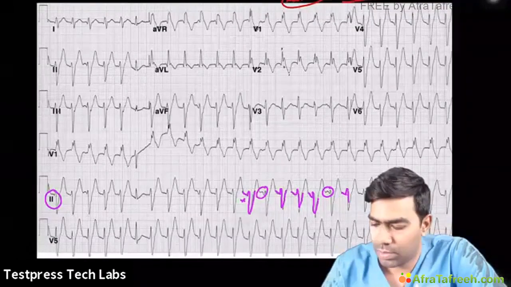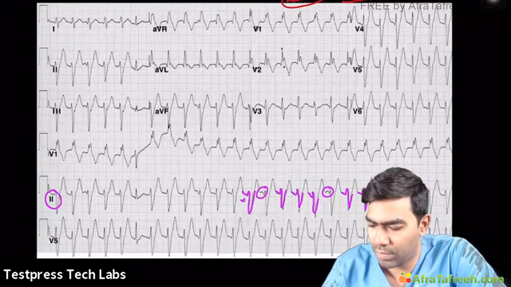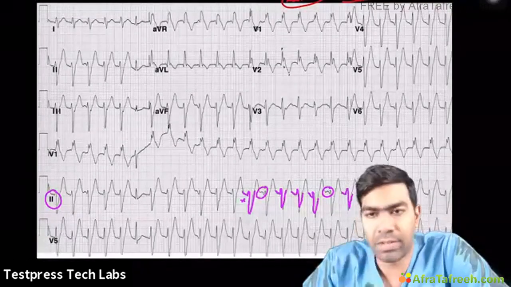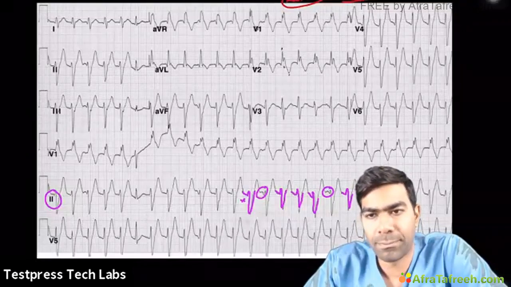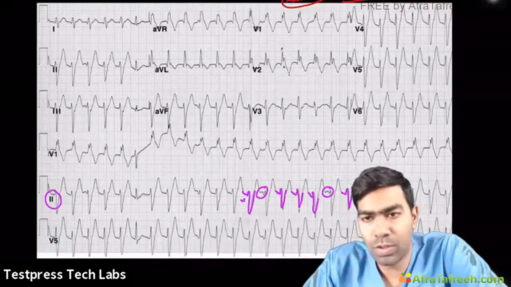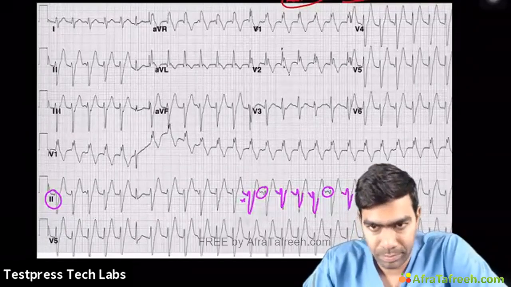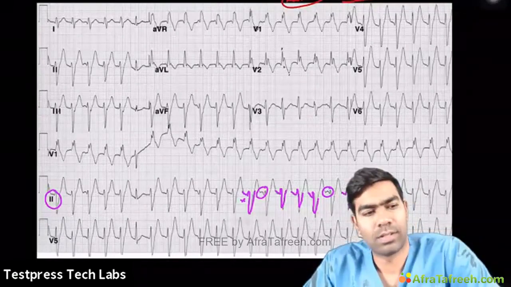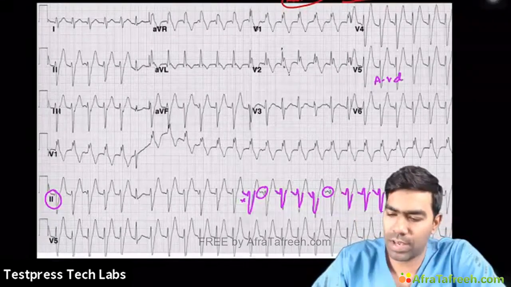So no P wave, nothing much, no P wave. Suddenly you are seeing one bump. So now you tell, are you seeing P waves? Yes or no? Yes. So do you have AV dissociation or don't you have AV dissociation? Yes, you do have AV dissociation.